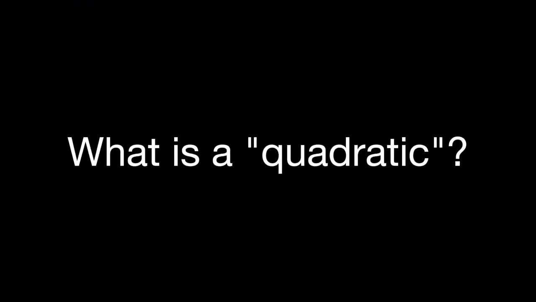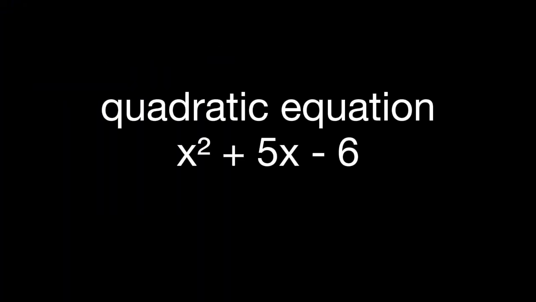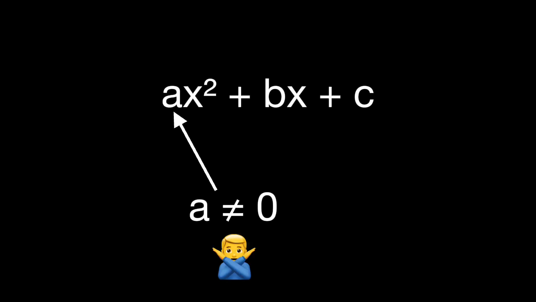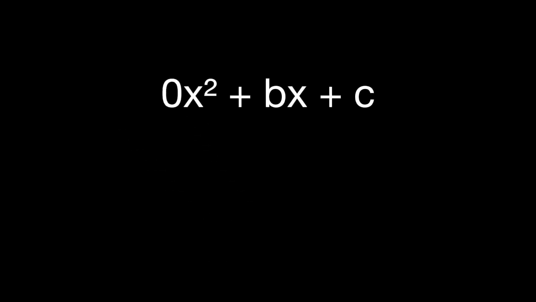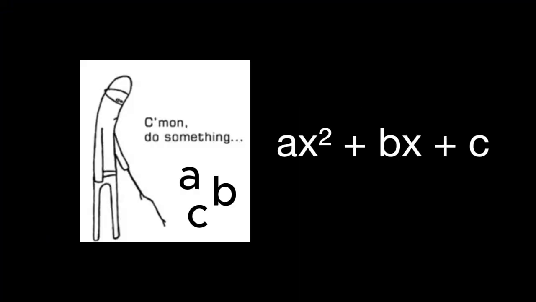What is a quadratic? Quadratic comes from a Latin word quadratus, which means square. And hence, a quadratic equation is an equation with the highest power of 2. That is ax squared plus bx plus c, where a is not equal to 0. Because if a is equal to 0, this term would disappear and it would be a boring straight line just like your life.